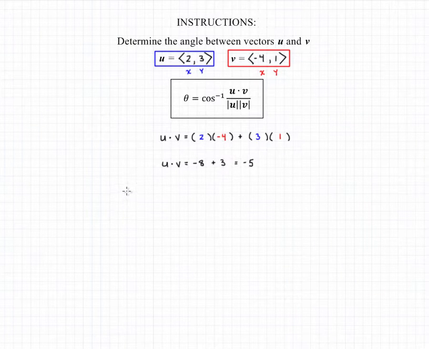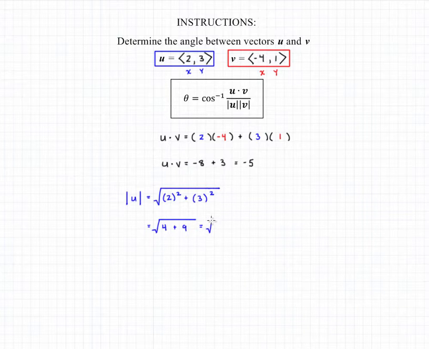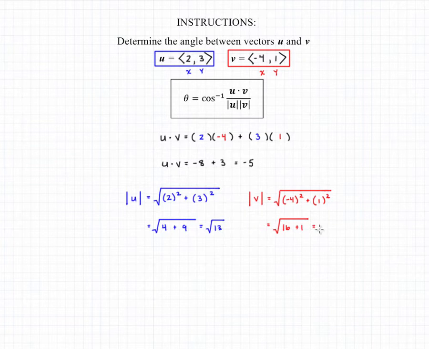So now we have the numerator in the fraction in our equation. We now need to calculate the magnitude of u and v. So the magnitude of u will be the square root of 2 squared plus 3 squared, or the square root of 4 plus 9, which equals the square root of 13. The magnitude of v is going to equal the square root of -4 squared plus 1 squared, which is going to be the square root of 16 plus 1, or the square root of 17.